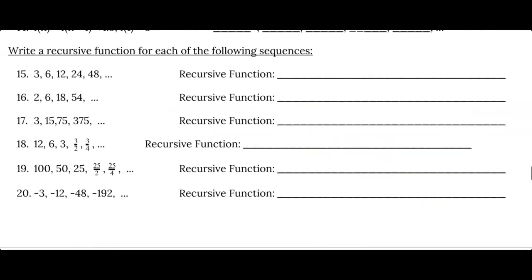So when we look at number 15, we see that we have a first term of 3 and a common ratio of 2. This is the same as number 5 from the top. So when we write our recursive function, we will write our first part that's always the same: f of n is equal to f of n minus 1. And then we just need to say that we are going to multiply by 2 and that our first term is equal to 3.